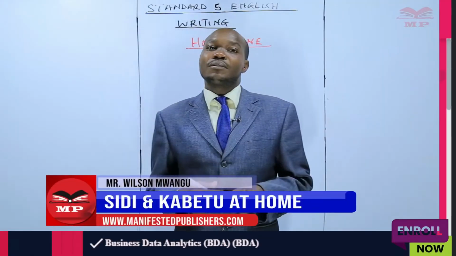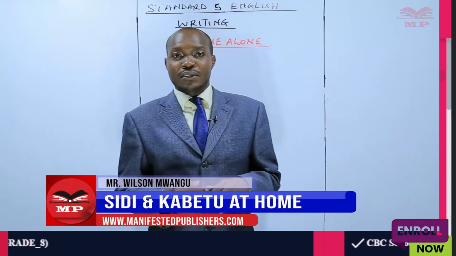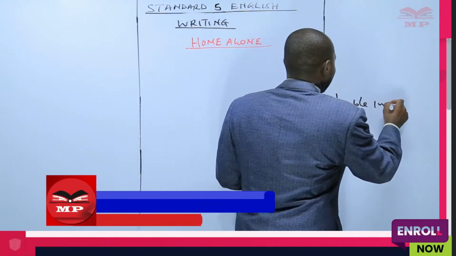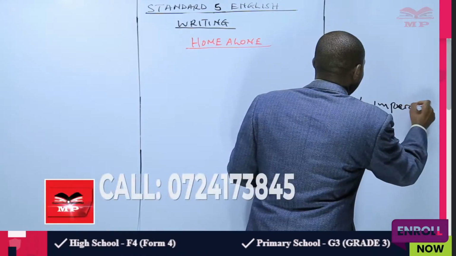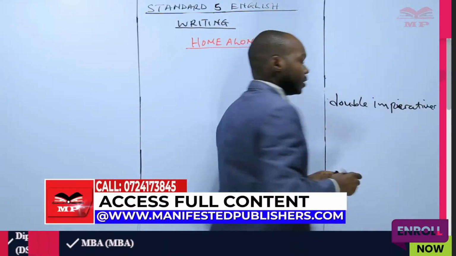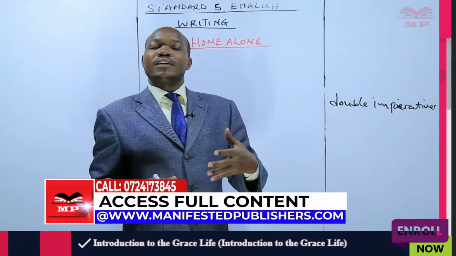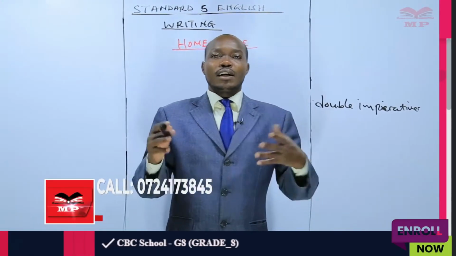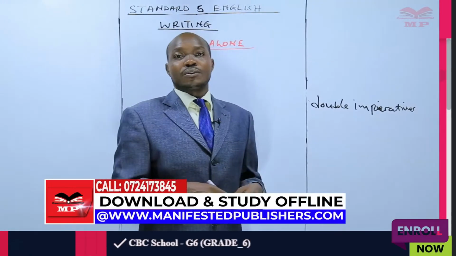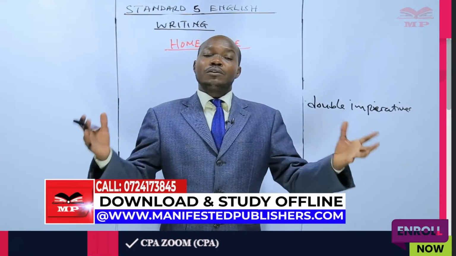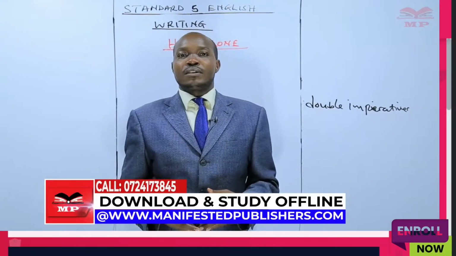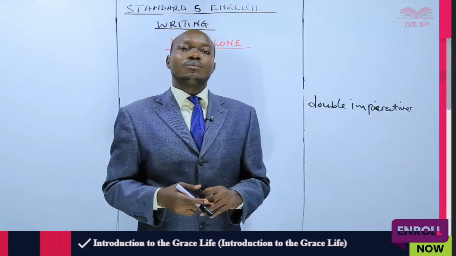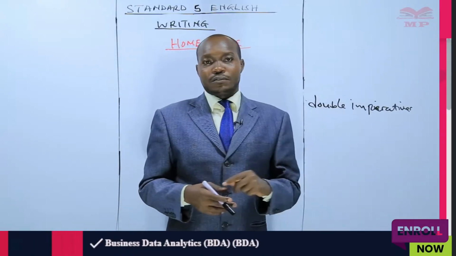In the previous lesson, we learned about double imperatives. I said an imperative is a sentence that gives an order. For example, stand up is an order. So that's an imperative. When you have two imperatives in one sentence, for example, stand up and go out, that is what we call a double imperative.